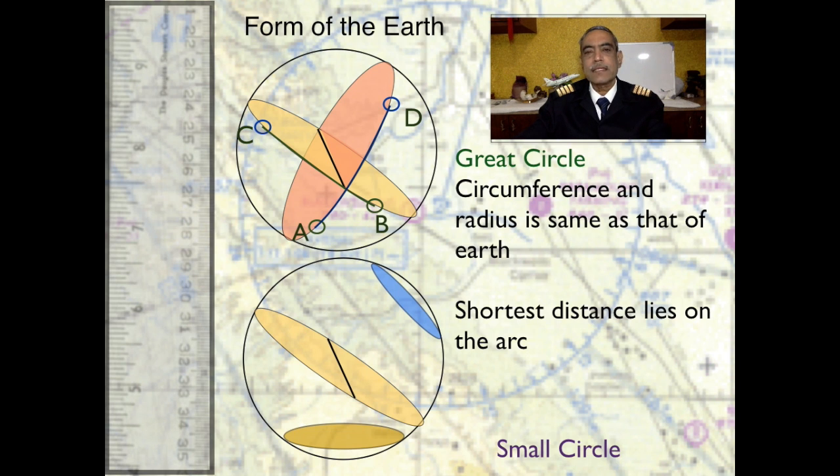As against this, what is a small circle? Any circle which is not a great circle is a small circle. In the picture below, I have shown an example of a great circle and two small circles. It's very self-explanatory and it's very basic, so I will not spend too much time explaining this.